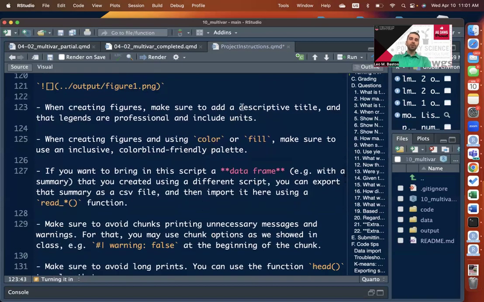I want you to give descriptive titles to your figures, and your legends need to be professional and include units. So if you just give me a legend saying "yield," that's not professional, right? I want "yield" with parentheses, bushels per acre, or whatever it is.